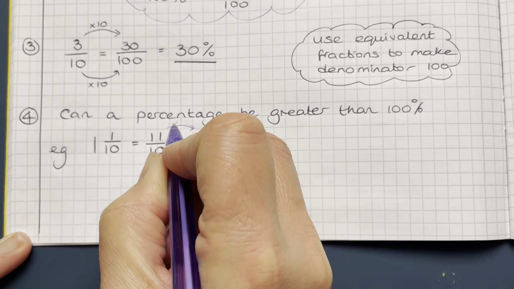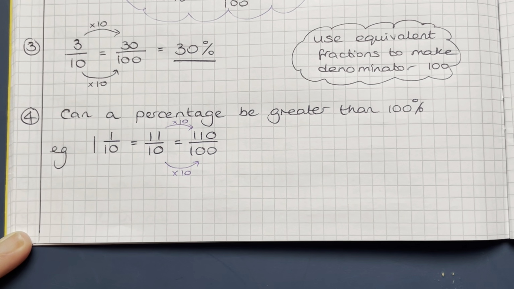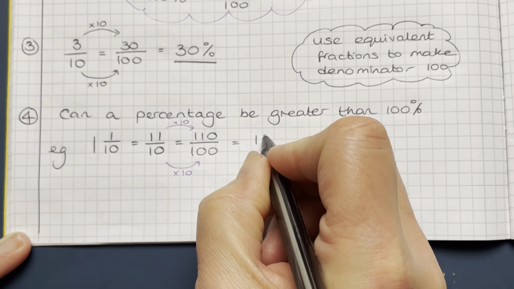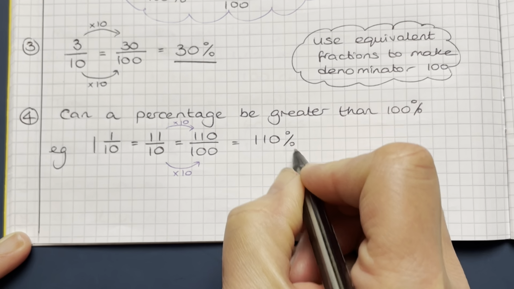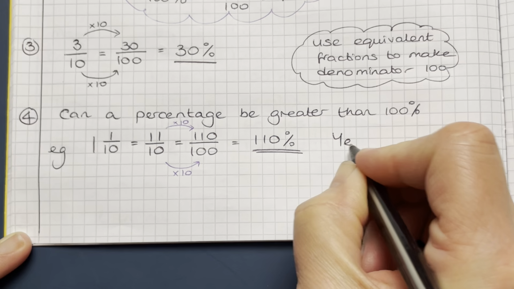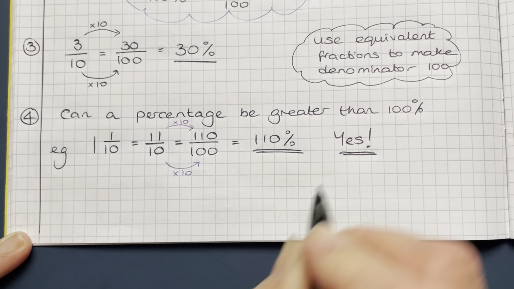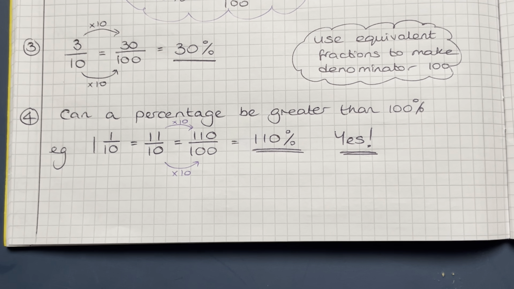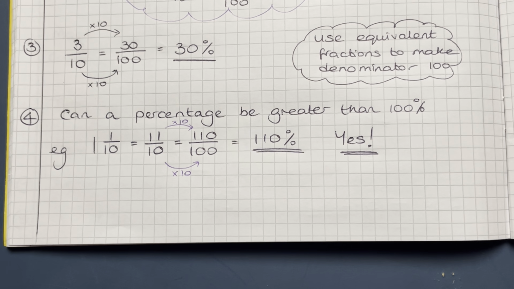Let's have a look and see what I've got. I've now got 110%. So yes, a percentage can be greater than 100%. And that's one of those common misconceptions that people have, that they think you can't go beyond 100%. So let's look at a couple of examples.